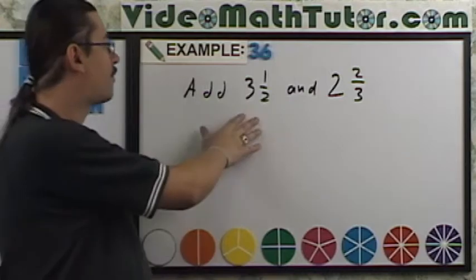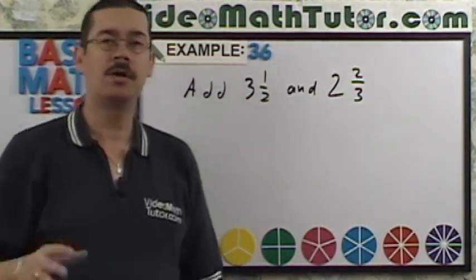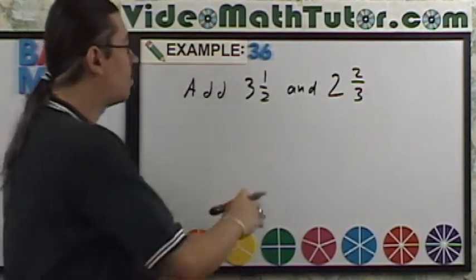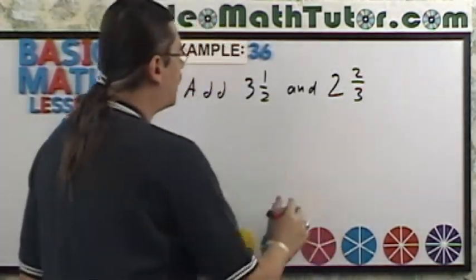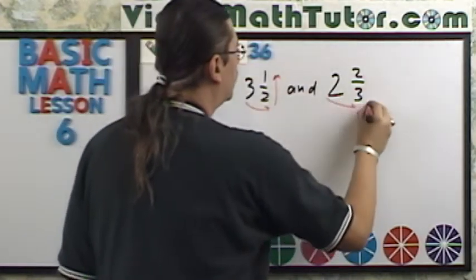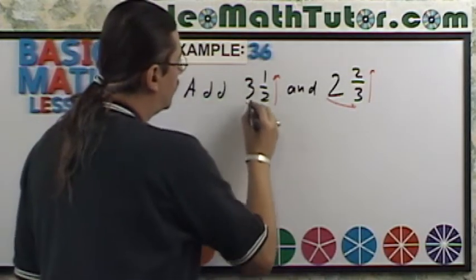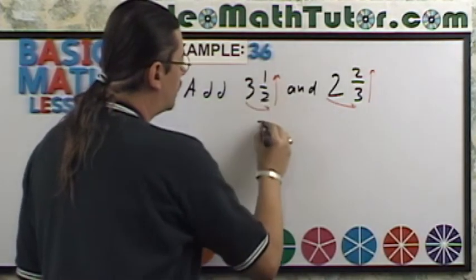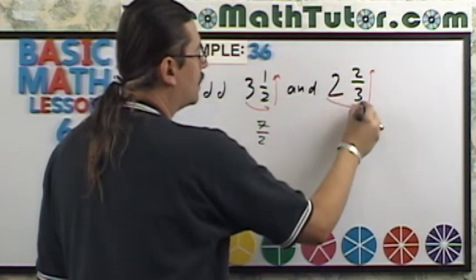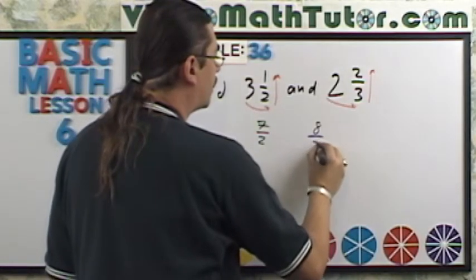Let's add 3 1/2 and 2 2/3. We're going to use both procedures, so you see them in action. For the first one, we need to convert both of them to improper fractions. So I'm going to multiply and then add. Multiply, add. And we're going to get 6 plus 1 is 7 halves. Here we're going to get 6 and plus 2 is 8. So we're going to get 8 thirds.